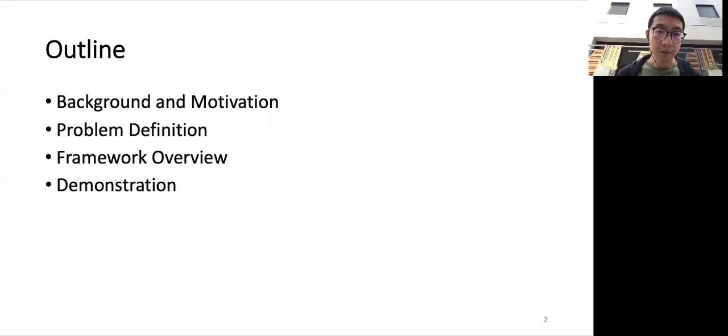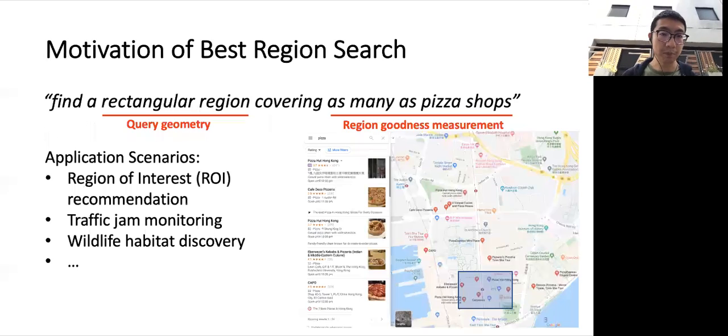So here is the outline of my presentation. I will first introduce the background and motivation of region of interest search problem, and then I will give the formal problem definition to the generalized bias region search. And then I will overview the whole architecture of our RIDE system and provide a brief demonstration of the use cases of our system.